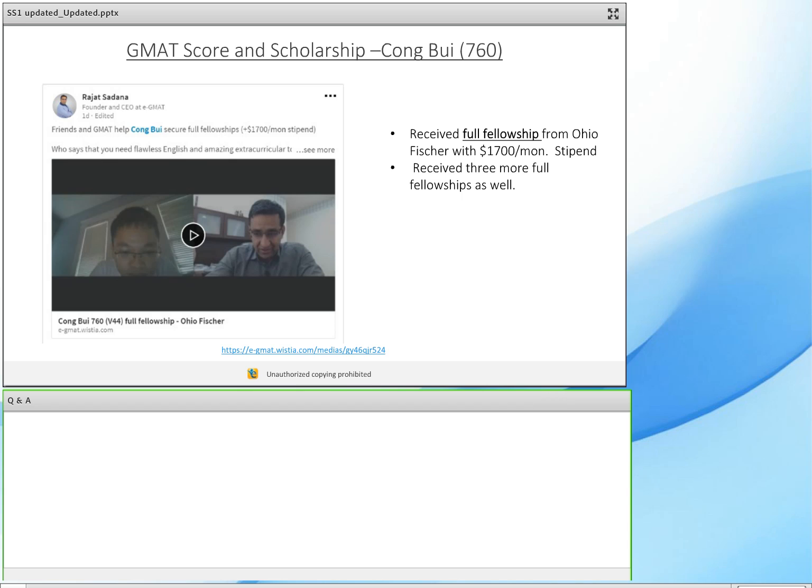He hasn't just received a full fellowship, but he also has a study assistantship, which means he gets paid $1,700 per month to study there. I mean, talk about getting a B school degree and a salary, or a mini salary overall. He doesn't have any extracurriculars, and his English isn't perfect, and yet he was able to get to that 760 because he just focused on doing things right.